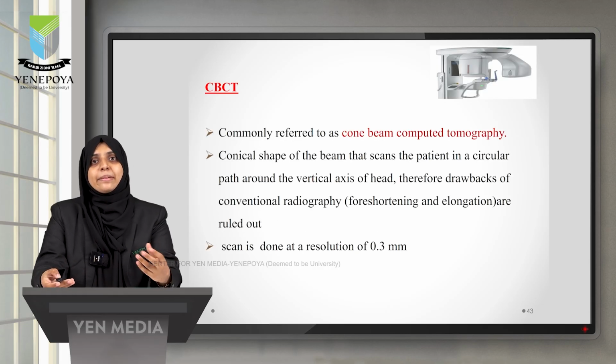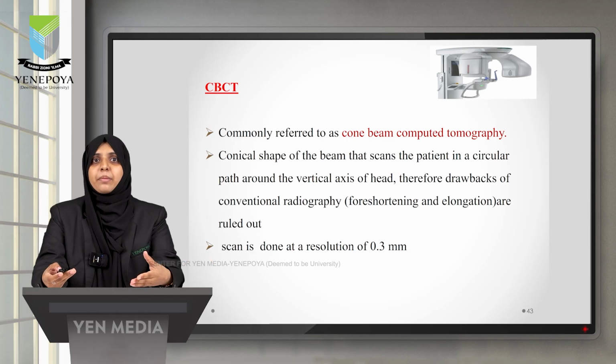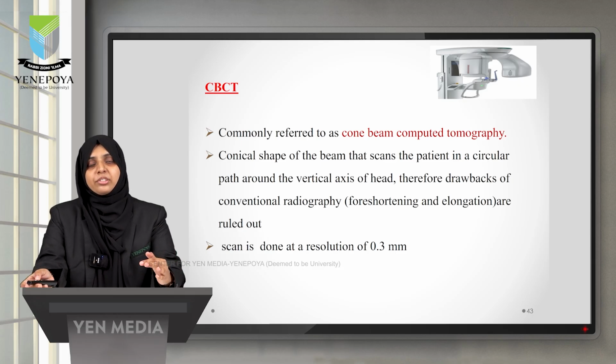Now moving on to the CBCT, that is cone beam computed tomography. Until now, all the radiographic images we saw gave a two-dimensional view of a 3D object. But here we can see a three-dimensional view of a 3D object. In this method, a conical beam scans the patient in a circular path around the vertical axis of the head. Therefore, the drawbacks of conventional radiography, that is foreshortening and elongation, are all ruled out. And the scan is usually done with a resolution of 0.3 millimeters.